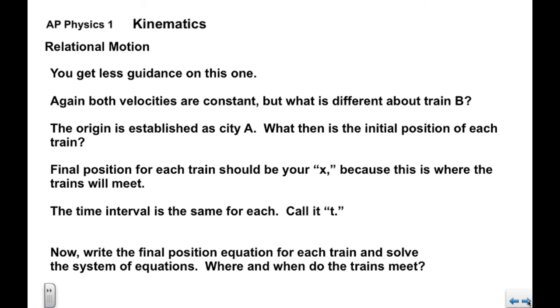Write your final position equation for each train and then solve the system of equations. You should have some room on your note sheet at the bottom of the page there to set this one up and solve. Once again, what we're after is where and when do the trains meet, what is x and what is t.